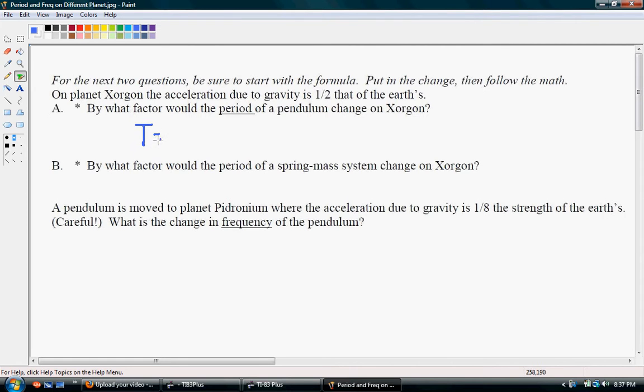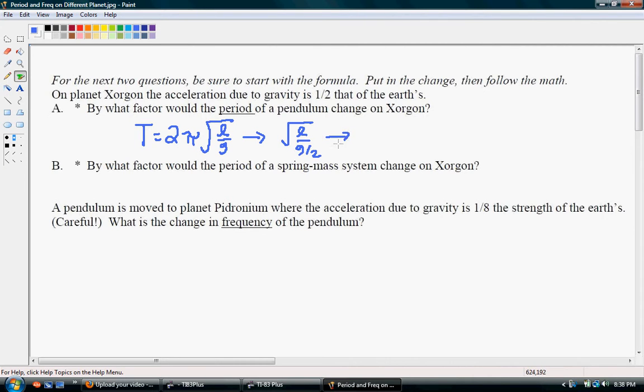So if we write the formula for time period of a pendulum, it's 2 pi times the square root of the length of the pendulum over the acceleration due to gravity. And it's saying here that the gravity is half as much. So we're talking about the acceleration due to gravity being half of what it normally is. Now 2 pi stays the same no matter what, so we're going to leave that out of the formula.